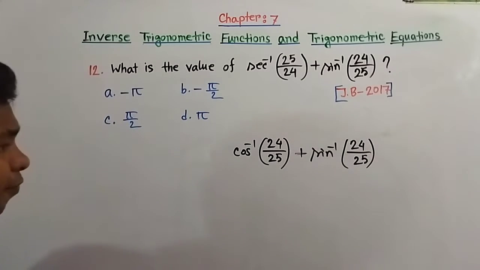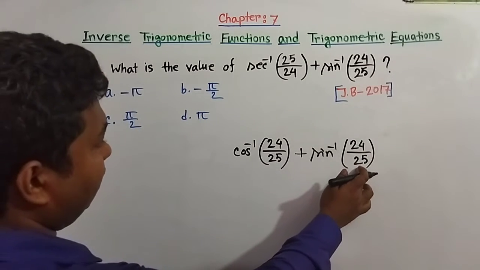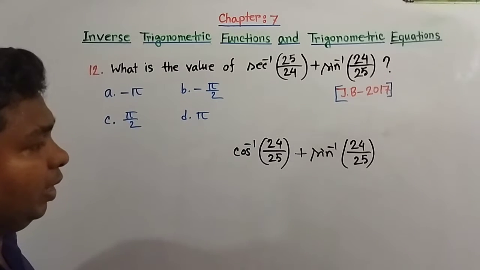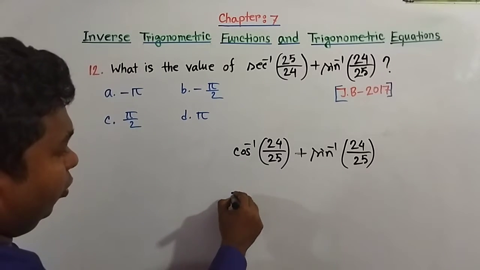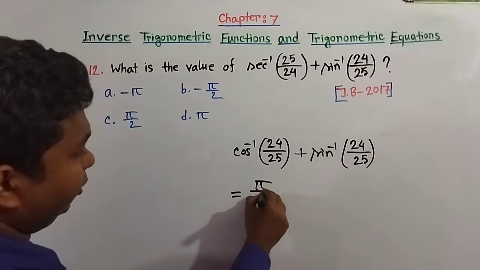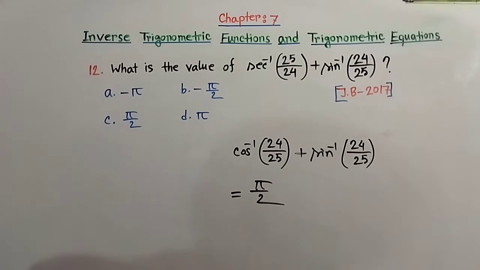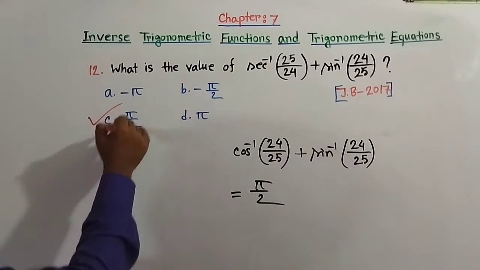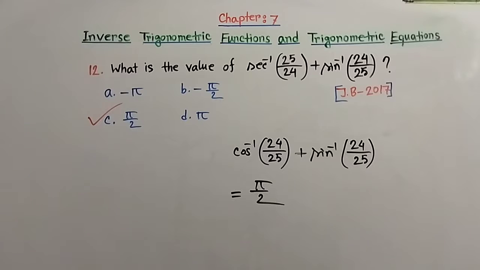Now we know a formula, sin inverse theta plus cos inverse theta equals pi by 2. Therefore we can write this as pi by 2. So our required answer is option C, that is pi by 2.